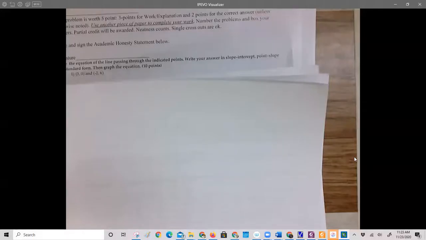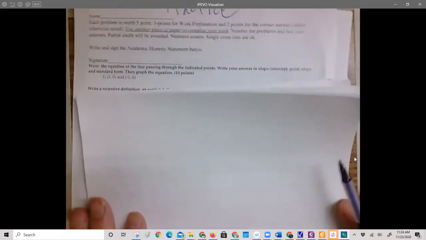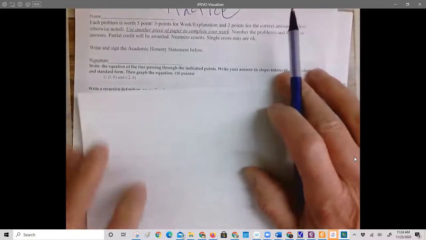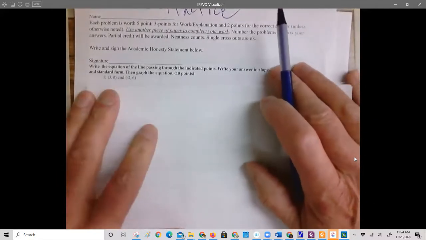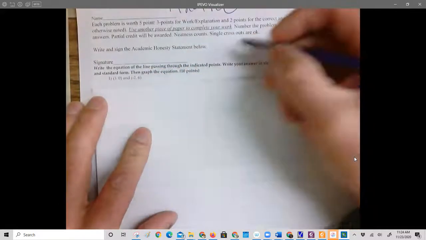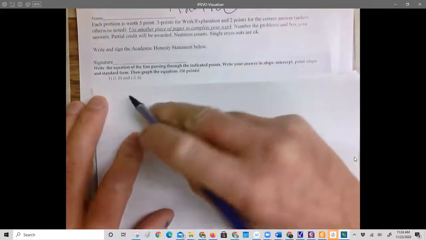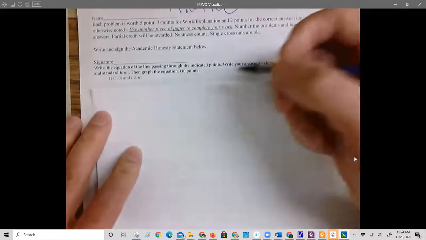Okay, so this is the practice problem set for the first one for the fall of 2020. And the first question on this problem set, now remember, you have different numbers. So this first question, they're asking us to find the slope-intercept form, the point-slope form, and the standard form. They want us to graph the equation.